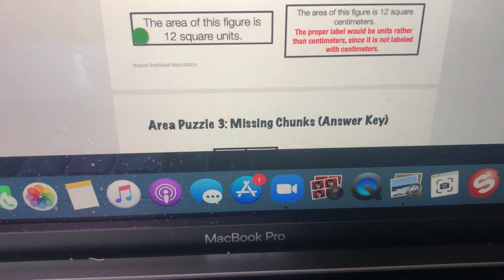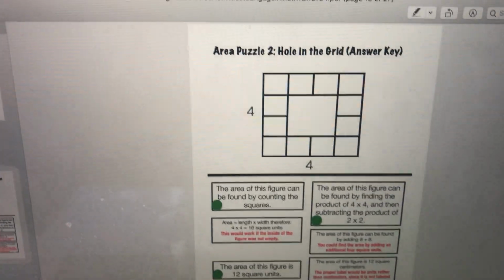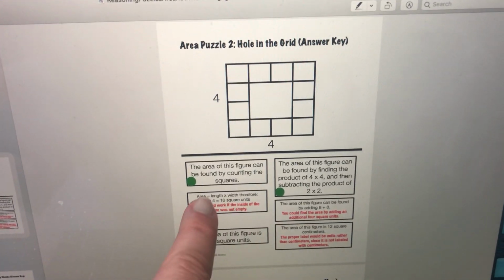The area of this figure is 12 square centimeters. Again, it's not labeled centimeters, so we can't call it centimeters. So this one's false, false, false, and then these 3 are true.